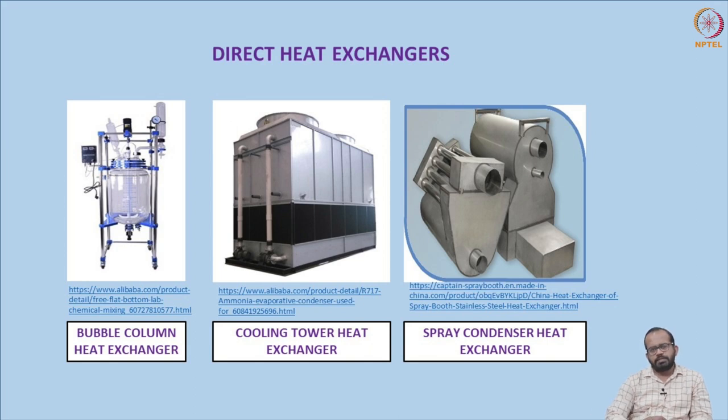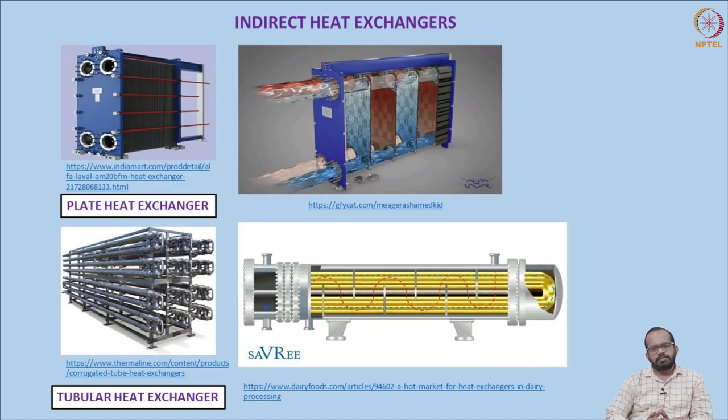In the case of direct heat exchangers, the common exchangers that we use are the bubble column heat exchanger, the cooling tower heat exchanger, and the spray condenser heat exchanger. In the case of indirect heat exchangers, there are plate heat exchangers, where the heat is transferred through heated plates, and there are also tubular heat exchangers, where the heating medium as well as the processing liquid pass through stainless steel concentric tubes. Either it can be through plate surfaces or tubular surfaces.